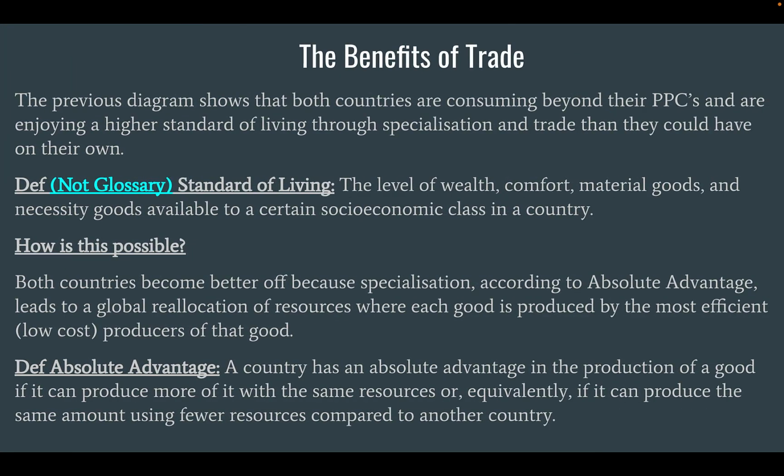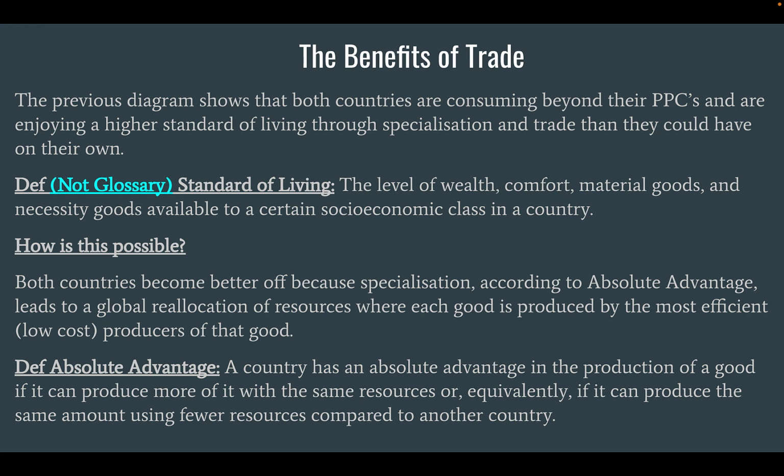Okay, now, a couple of things. The standard of living definition is the level of wealth, comfort, material goods and necessity goods available to a certain socio-economic class in a country. Basically, it's how much you can consume. If you can consume more, you don't have to, but if you can, you have a higher standard of living. Both countries become better off because specialization according to absolute advantage, only producing the thing that you're best at producing, leads to a global reallocation of resources, where each good is produced by the most efficient, low-cost producers of that good.